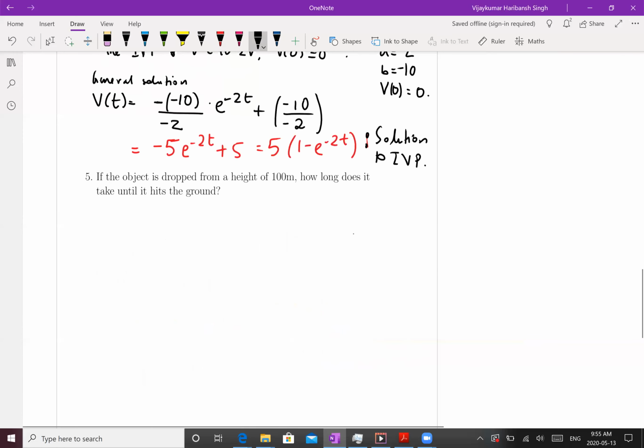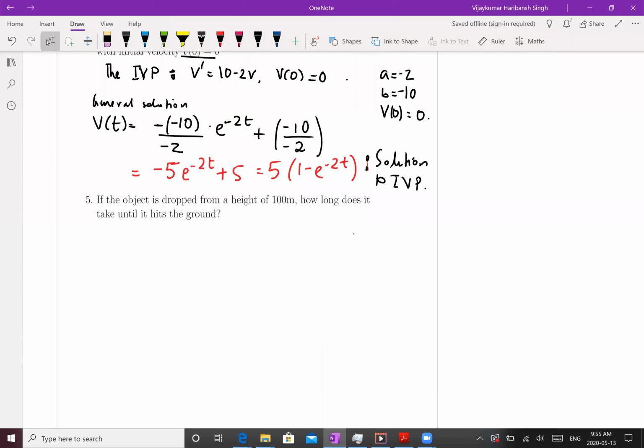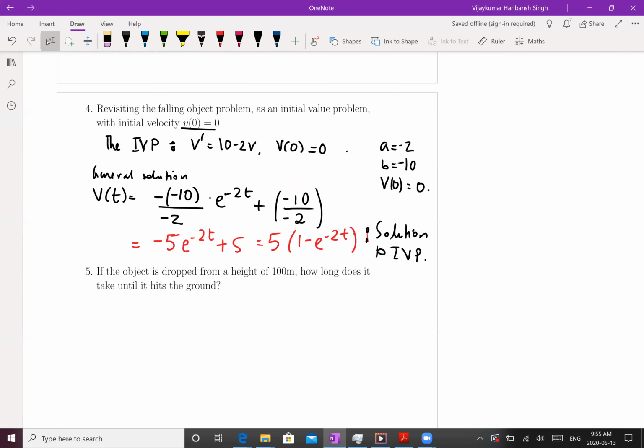Now let's proceed further. The question is, if the object is dropped from a height of 100 meters, how long will it take until it hits the ground? We are still continuing with the same problem. Given this velocity, if you're dropping it from 100 meter height, how long will it take to hit the ground? So again, let's formulate this IVP.